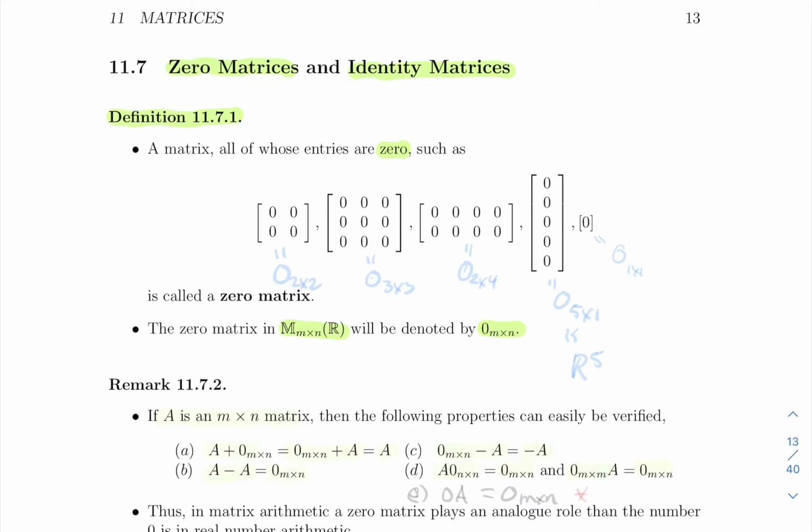Here we have examples of zero matrices. Here we have a 2 by 2 matrix, so this is the zero matrix 0_{2×2}. Here we have a square 3 by 3 matrix, so that's 0_{3×3}. This is a 2 by 4, so this is 0_{2×4}. This is 5 by 1. Of course, remember, this is like R^5. And the last zero matrix here is 0_{1×1}. So it's just notation for those matrices filled with zeros.